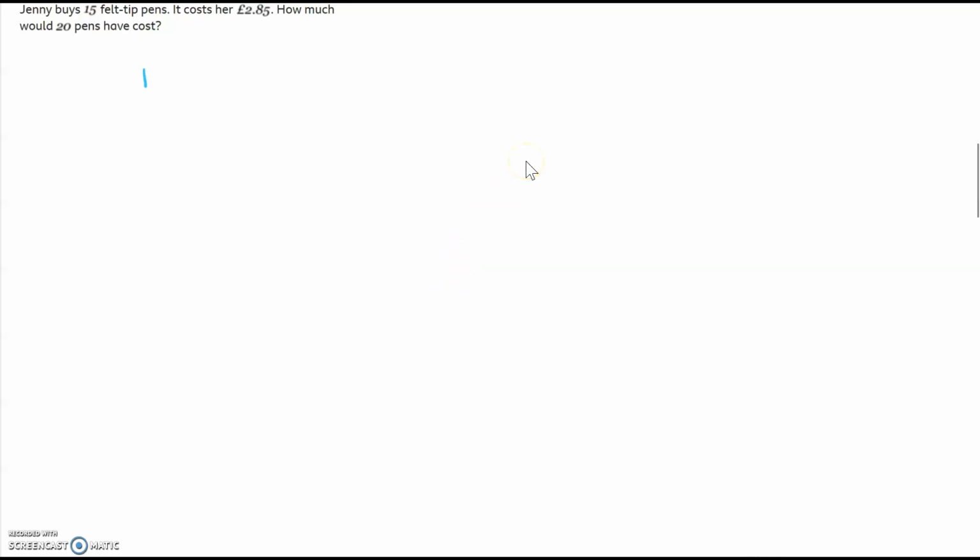All right, Jenny buys 15 felt tip pens. It costs her £2.85. I'm just going to change this because I think we're going to end up with a small value. So I'm going to change this into pence. So I'm going to say 15 to 285 pence. How much would 20 pens have cost?